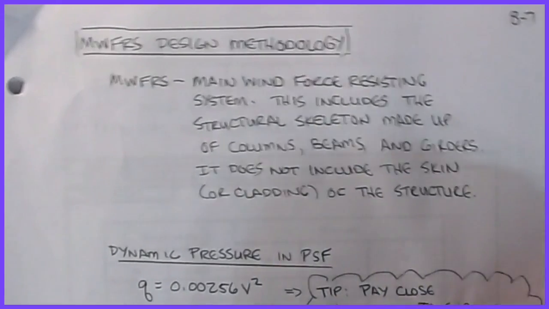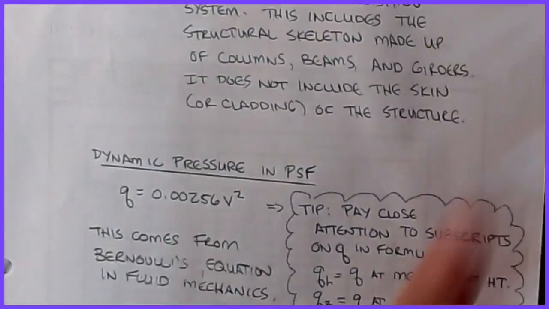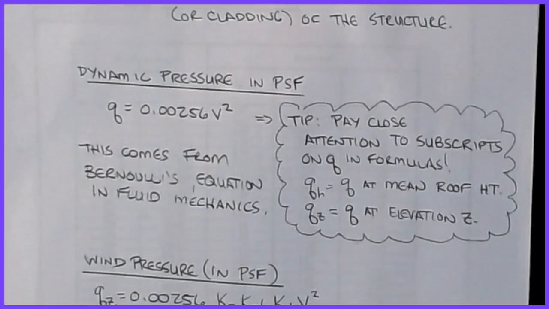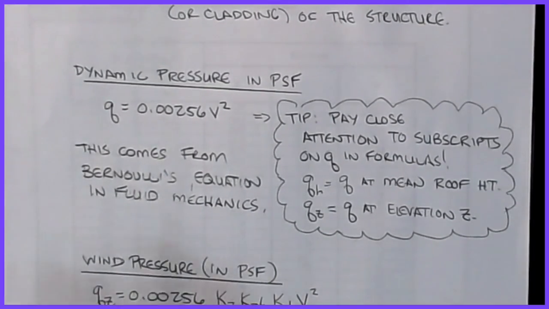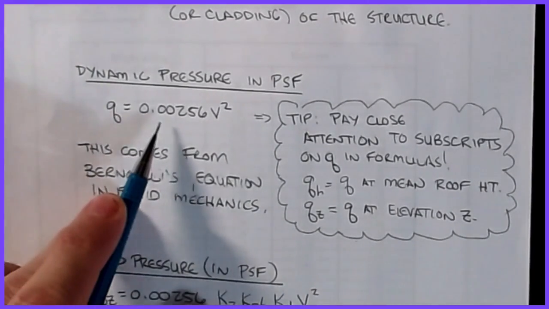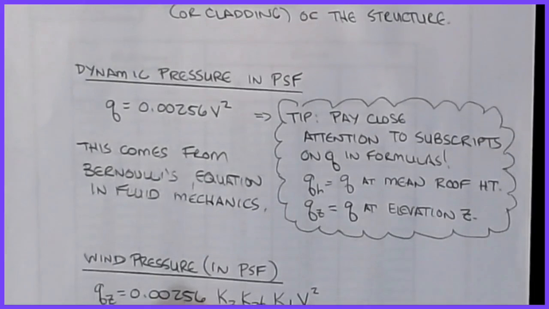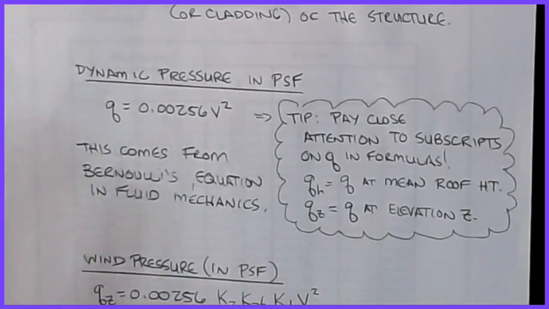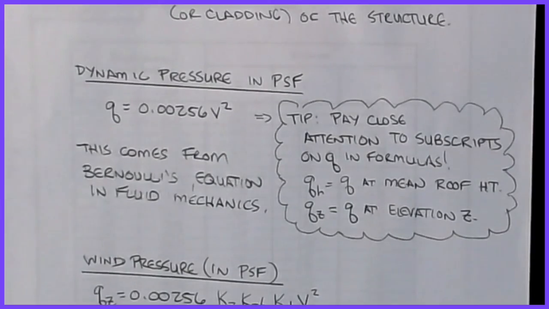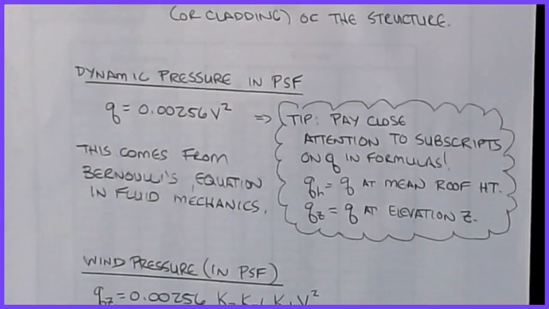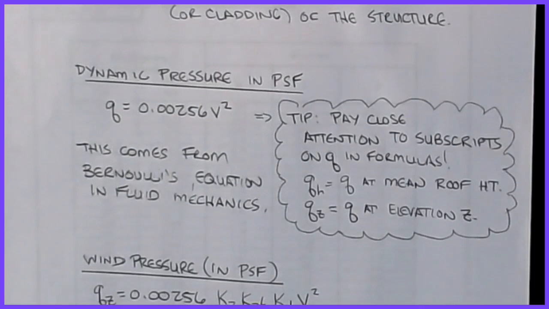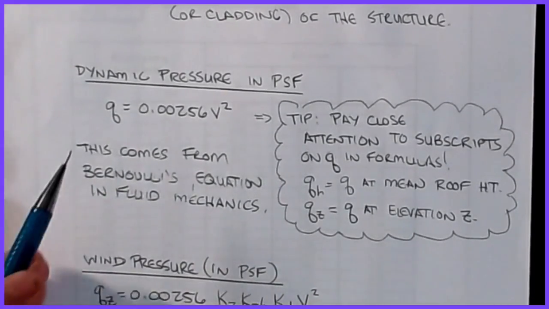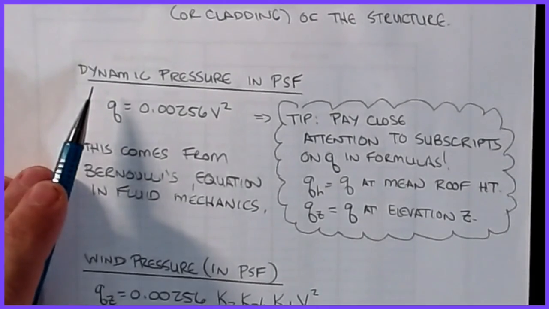All right, so the methodology basically says that we're going to calculate something called the dynamic pressure. The variable that the code uses is q, and it has a formula of something like 0.00256 V squared. This is a dynamic equation that looks very similar to maybe Bernoulli's equation that you saw in a fluid mechanics class. We've got a velocity squared kind of term. It's an energy based calculation, but what it does is it produces a dynamic wind pressure as a result.